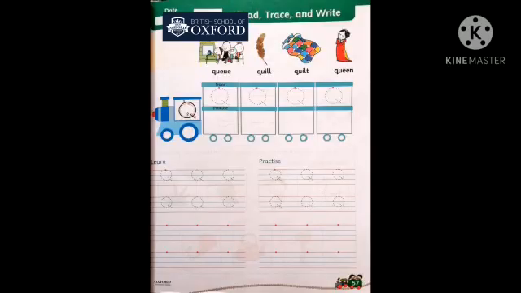So color it. Look here, you have to write here. First you have to trace letter Q, it is like a circle. You have to trace it and then write it on the lines below.